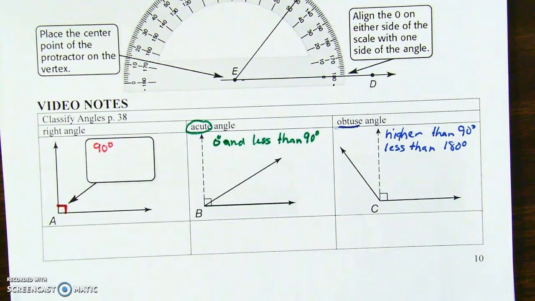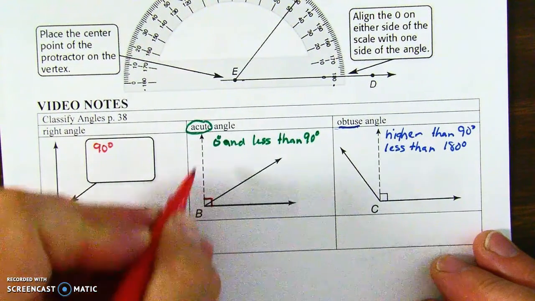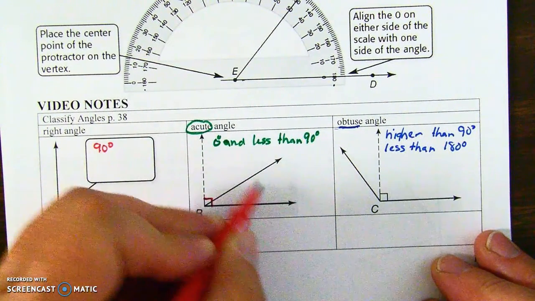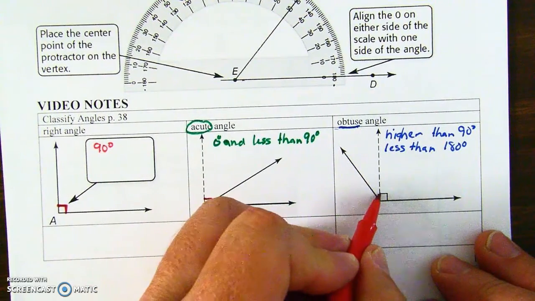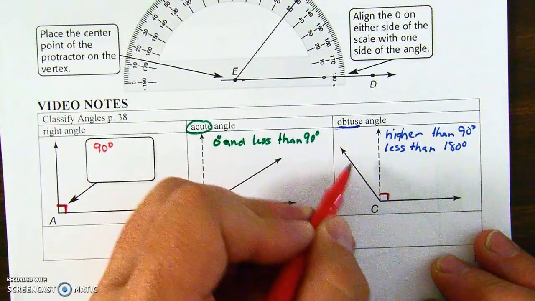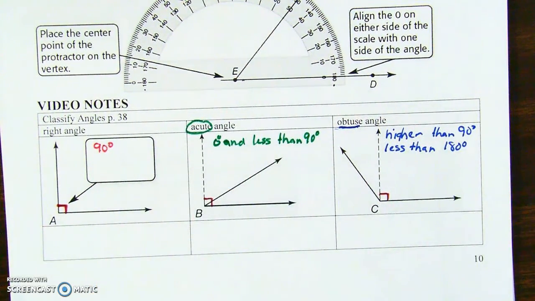So again, as you can see, the symbol in both of these, going back to acute, notice that it's smaller than, it's inside 90 degrees, where this angle here is larger or outside of the 90 degree measurement, so that makes it obtuse, okay?